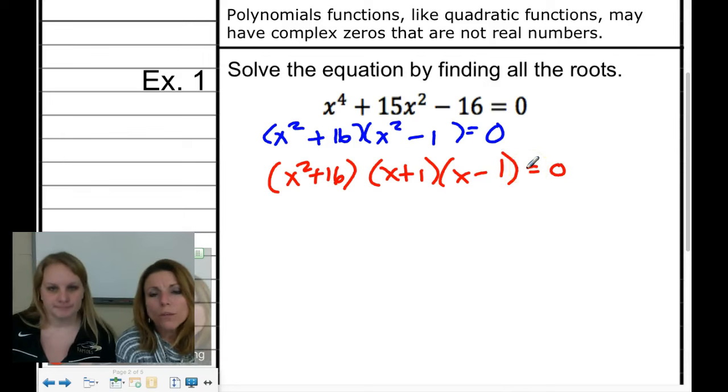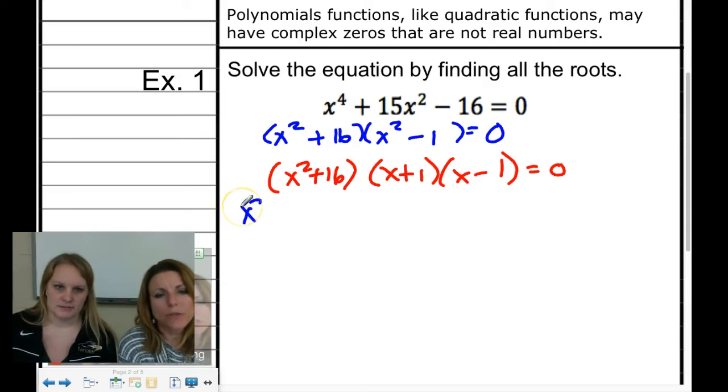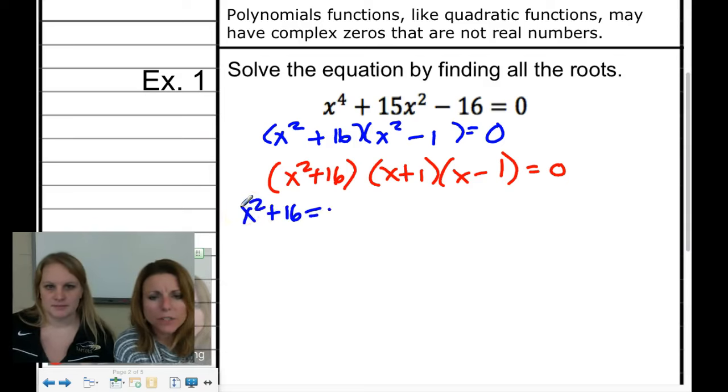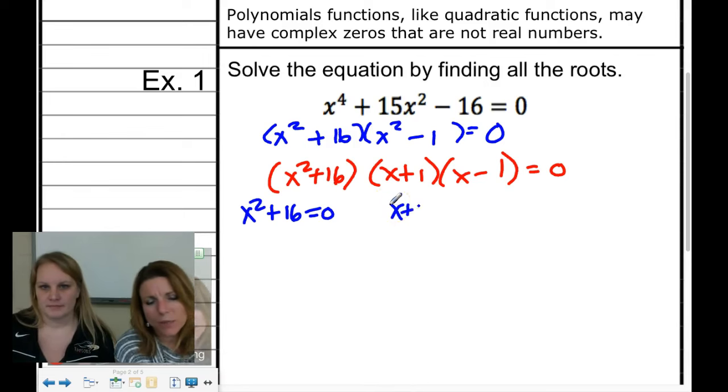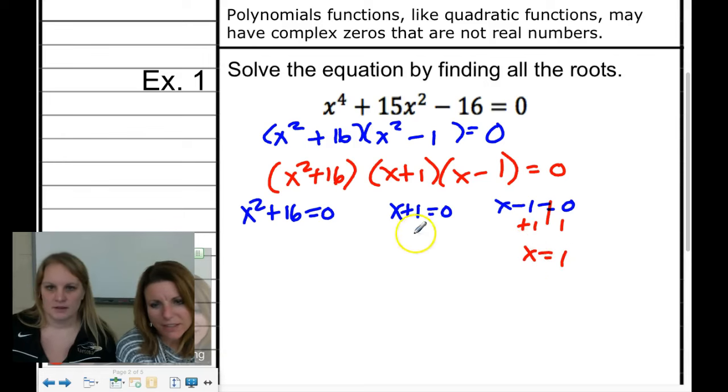Now can any of those be factored anymore? No. So now we have to set each factor equal to 0. X squared plus 16 equals 0. X plus 1 is equal to 0. And x minus 1 is equal to 0. I'm going to do the easy ones first. We add 1: x equals 1. Here we subtract 1: x equals negative 1.